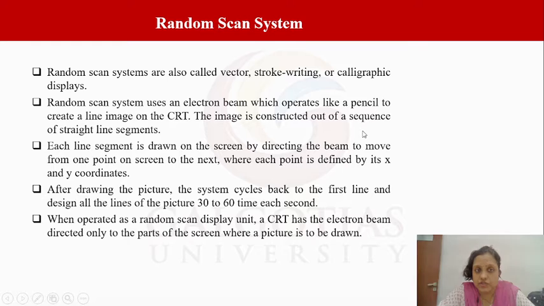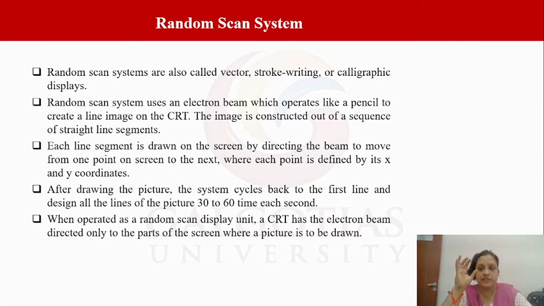In random scan system, this is also called vector, stroke writing or calligraphic displays. Vector means small line. Vector or stroke writing means drawing a small line. Random scan system uses an electron beam, which we have studied in the CRT, which operates like a pencil to create a line image on the CRT. This image is constructed out of a sequence of straight lines.